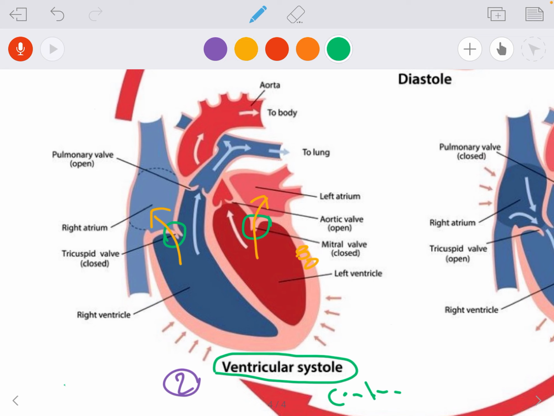But the two semilunar valves, including the pulmonary and the aortic valve, will be open in order to allow the blood pumped by the ventricles to move into the vessels, the pulmonary arteries and the aorta. So this is how ventricular systole works. This phase lasts for 0.3 of a second. The first phase we said 0.1, and this one 0.3. Now till this moment, 0.4 of a second is taken in this cardiac cycle. This is the second phase.